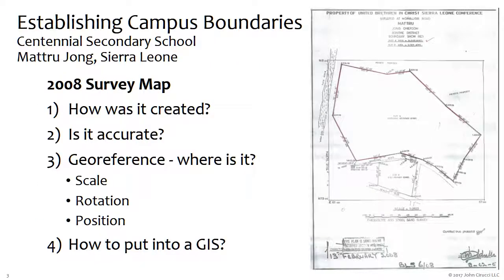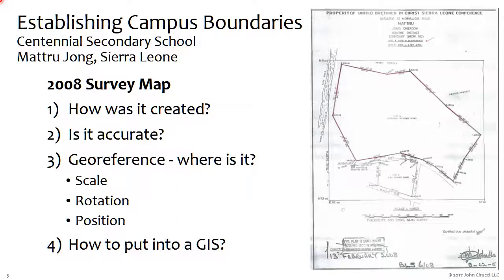So we'll start off with a kind of a good one to look at. The boundary of Centennial Secondary School is a problem. When the school was built, it was in the middle of the jungle and there was nothing there, and no one probably even thought about the need for a boundary. But then as Matru began to grow, and particularly in the recent decade, houses have cropped up all around the school. There's been a lot of land loss, encroachment on the perceived boundary.